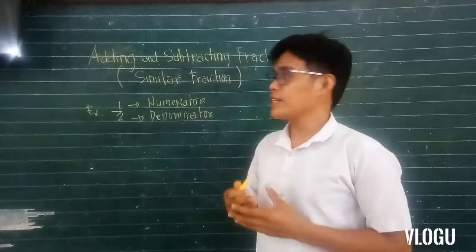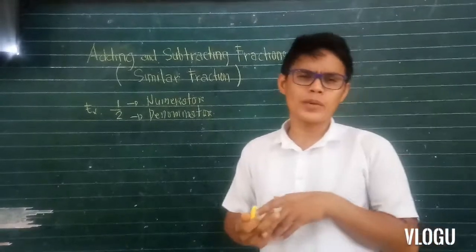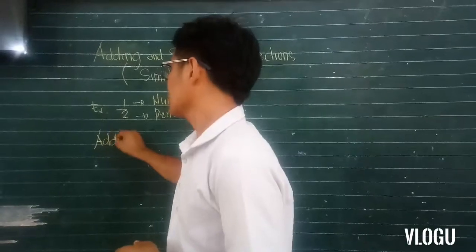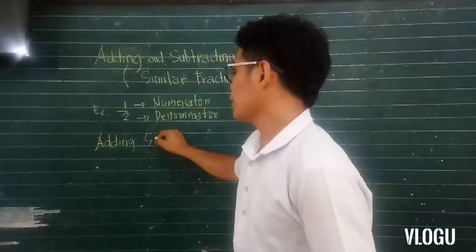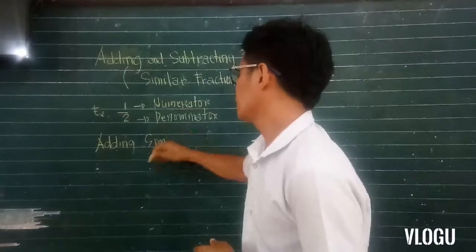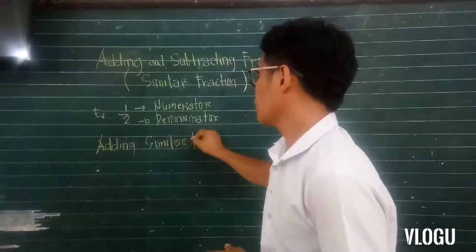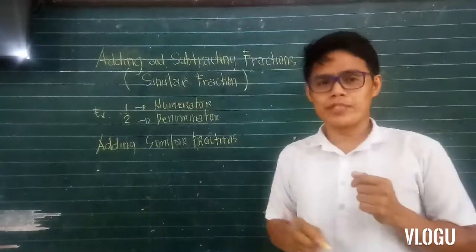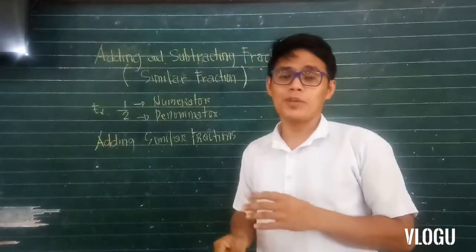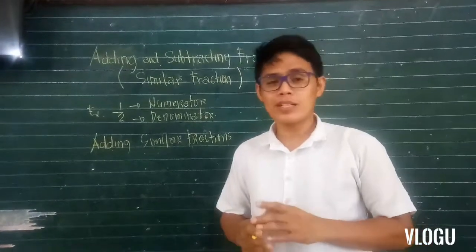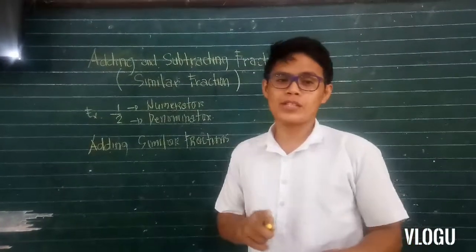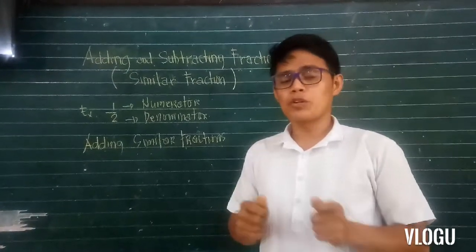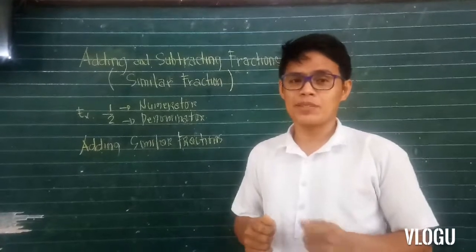Now, let us proceed to how we are going to add similar fractions. But before we proceed, let us define first what we mean by similar fractions. Similar fractions are two or more fractions having the same denominator. Again, two or more fractions having the same denominator.